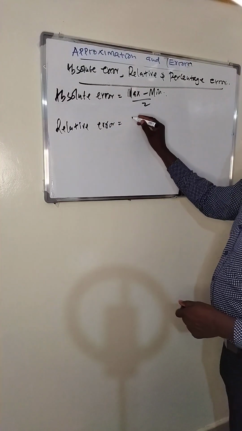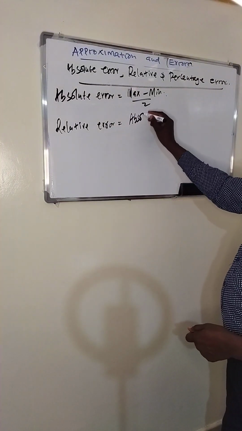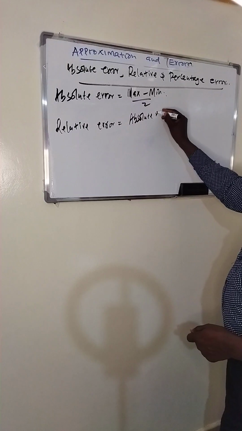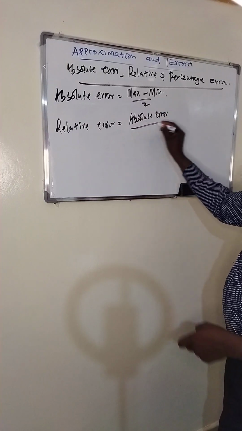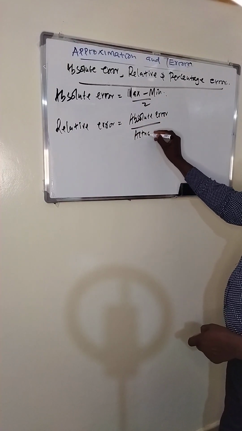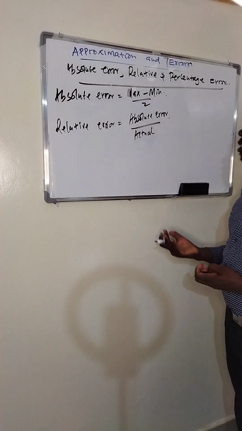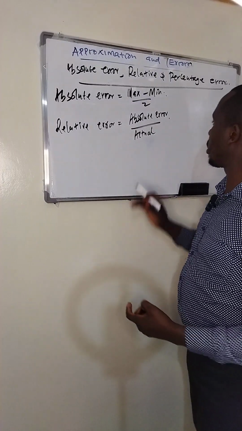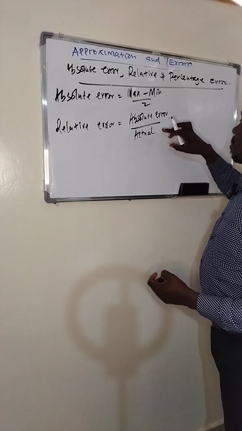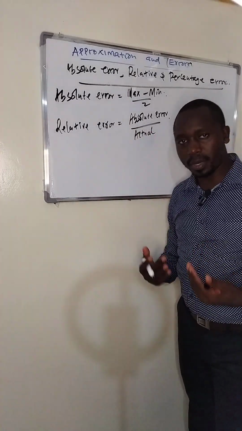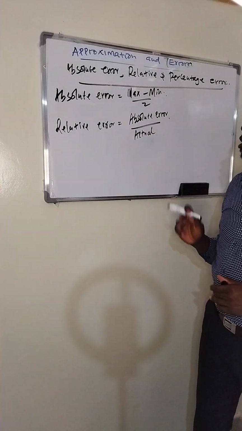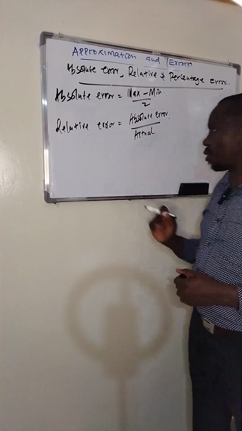This is equal to absolute error divided by the actual. So the actual means, if you are talking about area, you'll get the absolute error divided by the actual area. If it's about perimeter, over the actual perimeter. If it's volume, over the actual volume.